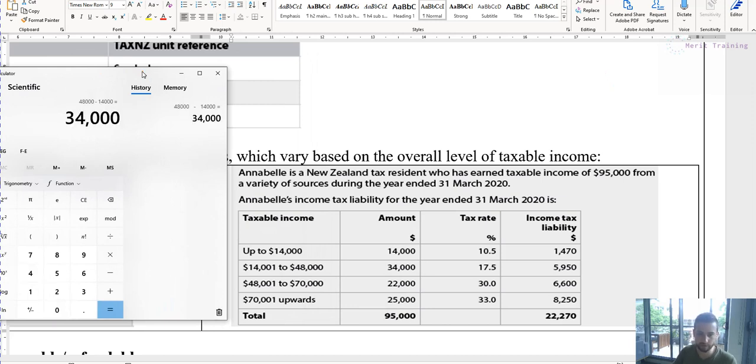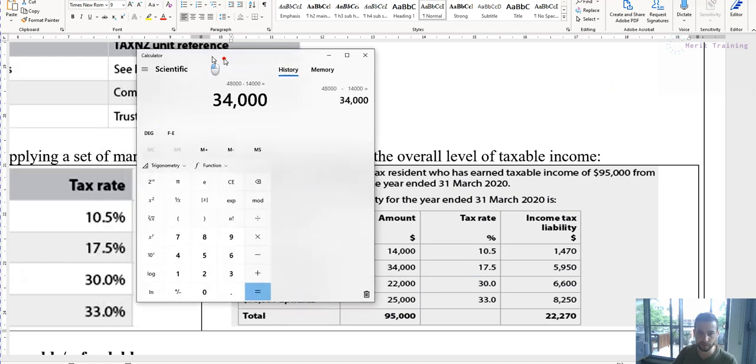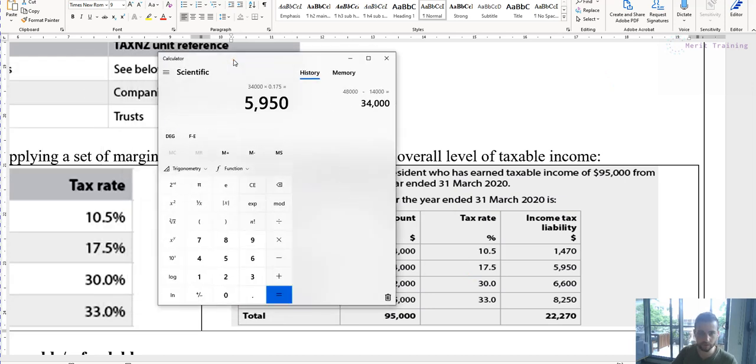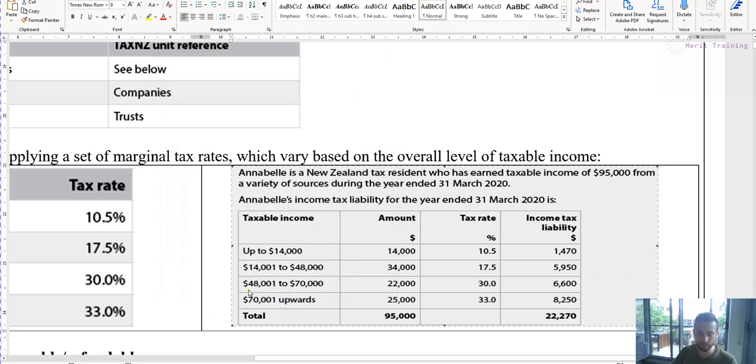Yeah, there's $1 there, but it's inclusive of both the starting and end number. So 34,000, then we times it by the tax rate for that bracket. So you go 0.175, that goes to 5,950. Okay, so you do that for all of the brackets. So you do this one, so that's a 22,000 difference. You times that by 30%, that equals 6,600.